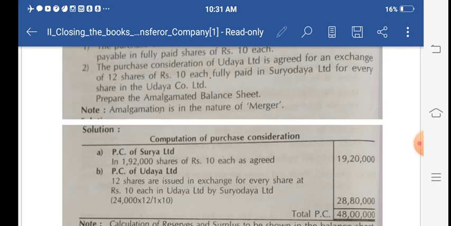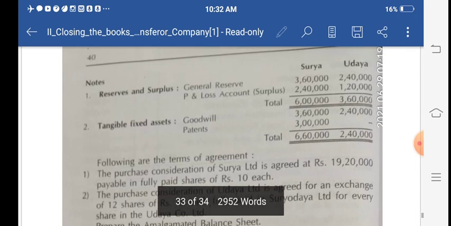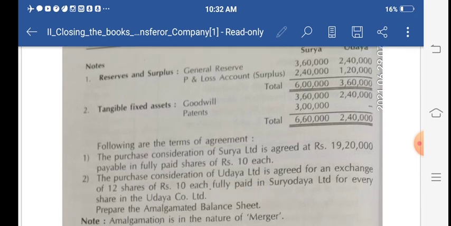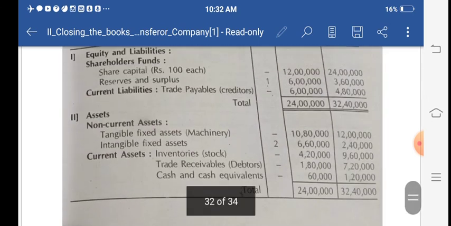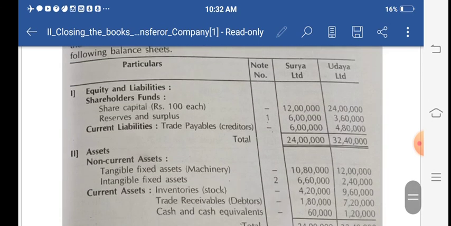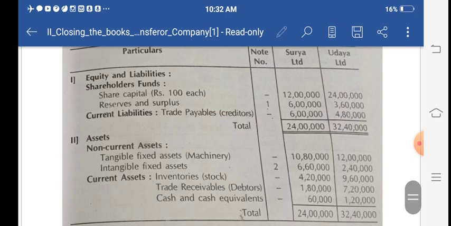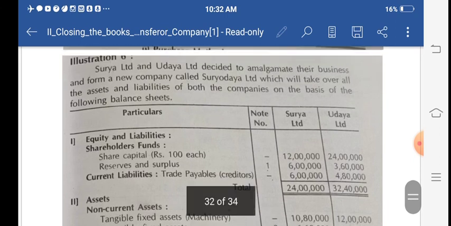And this is the calculation of the purchase consideration. This 19 lakh 20,000 for Surya Company Limited is the lump sum amount given, and this is the calculation for Udaya Limited. And this is the problem, solved with the help of the merger method we used. So this is the problem. Just try to understand.